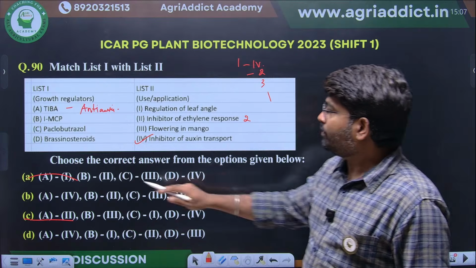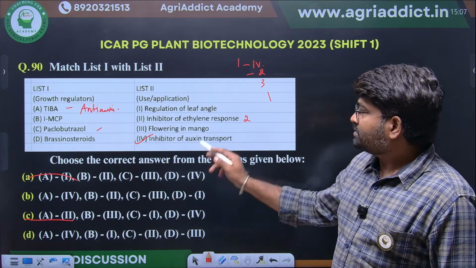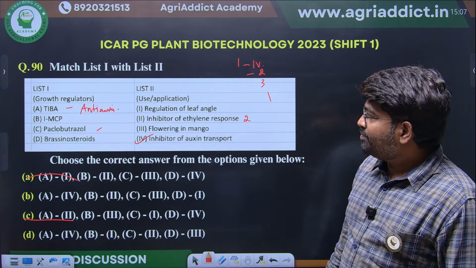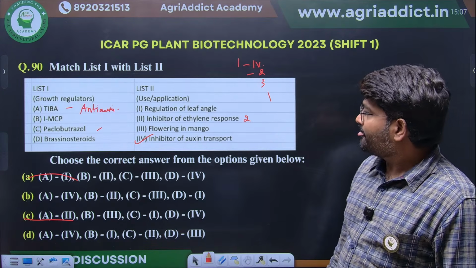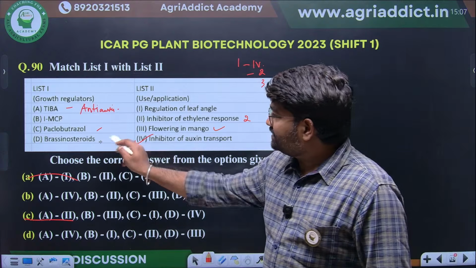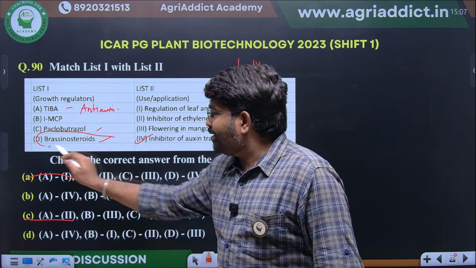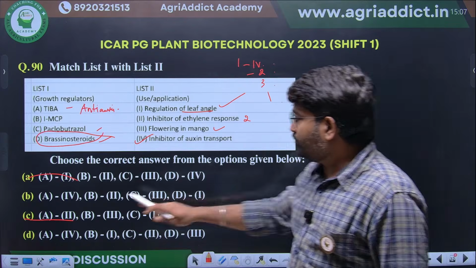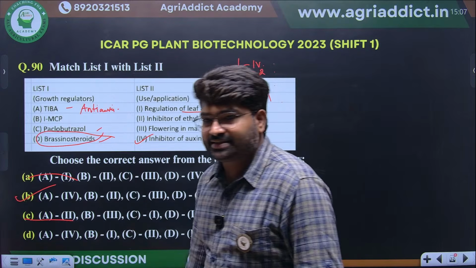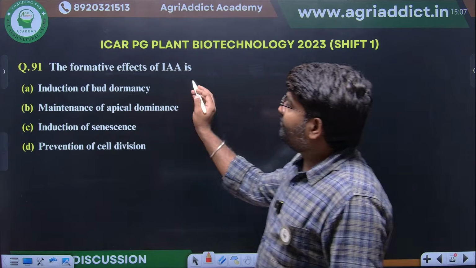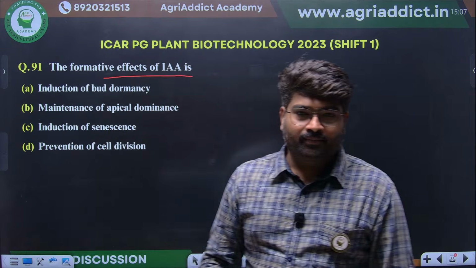Yes, we can solve. Paclobutrazol. Paclobutrazol is specific for what? Flowering in mango or regulation of leaf angle? Yes, flowering in mango. Okay. Brassinosteroid, earlier only I told, brassinosteroid will regulate the leaf angle. So 4, 2, 3, 1. 4, 2, 3, 1. So option B is the right option. Yes, very good students.